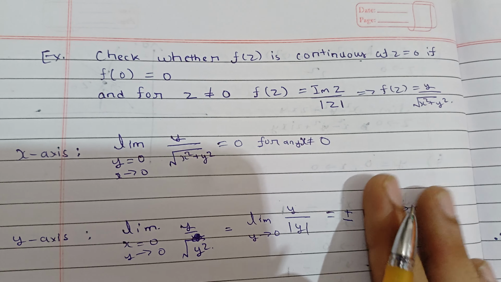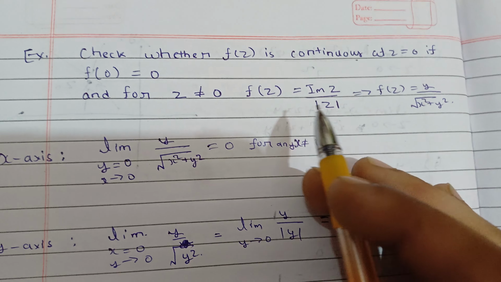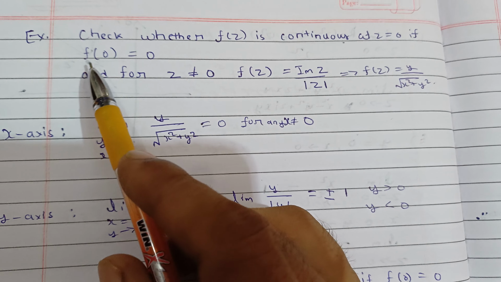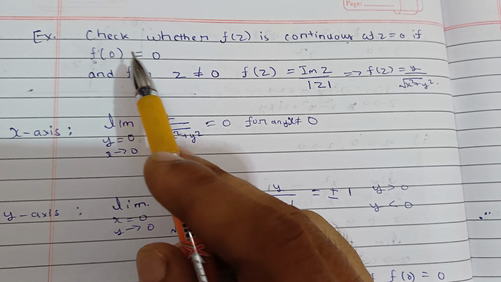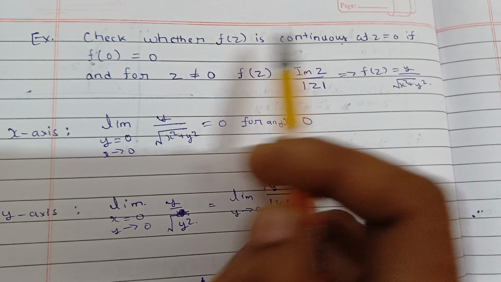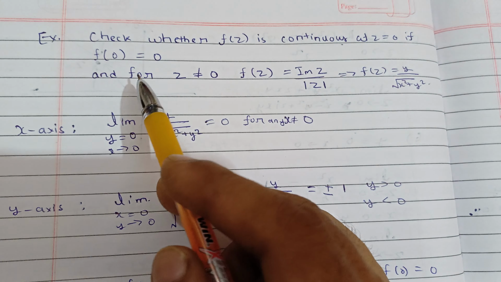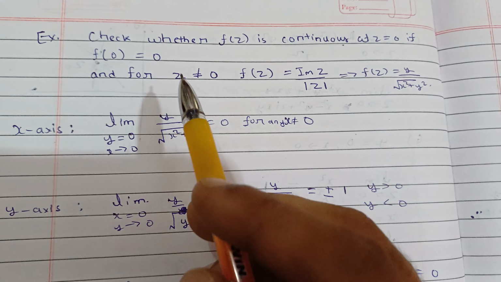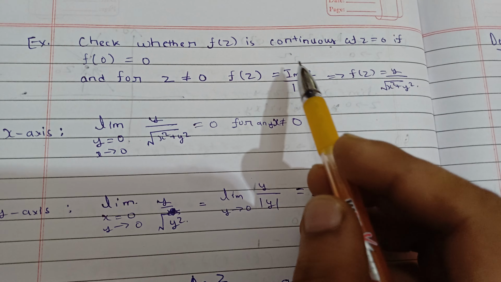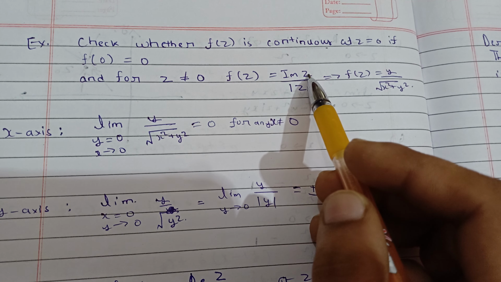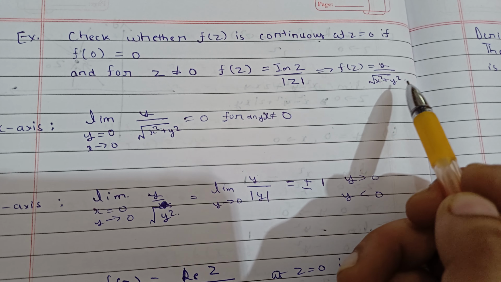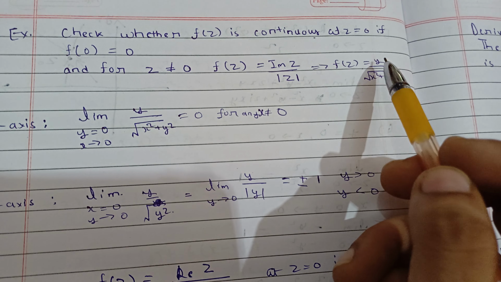So let's take one example. Check whether f(z) is continuous at z equal to 0 if f(0) equals 0. So the value of function at z equal to 0 is given. Now we need to check in the neighborhood if this came out to be same or not. If this came out to be same, then we call the function continuous, otherwise it's not continuous. So for z not equal to 0, function is given like this. Let's say z will be x plus iota y, so imaginary part of z will be y, and mod z is under root x square plus y square. So this is our complex function.